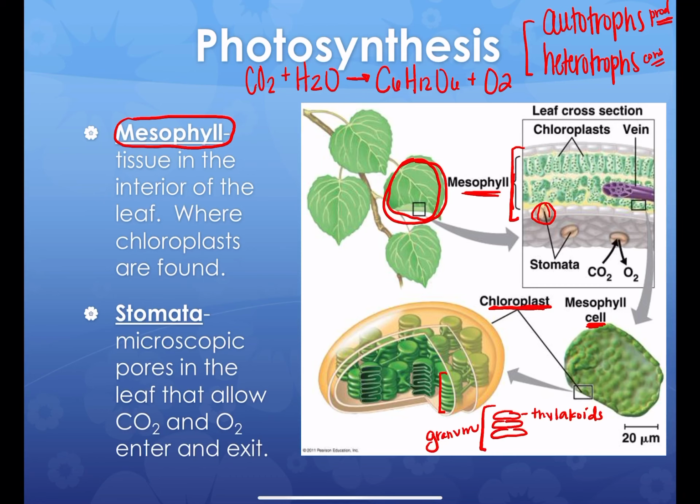They are pores that open and close. They are important because they allow for the exchange of gases. They are microscopic pores, we can see them under the microscope, that allow for the exchange of CO2 and O2 in and out of the cell. And those are on the underside of the leaf.